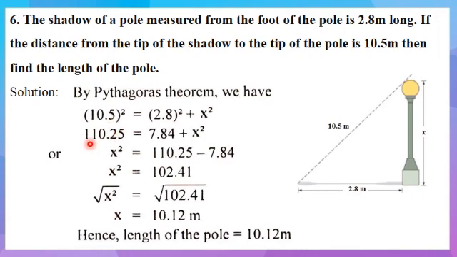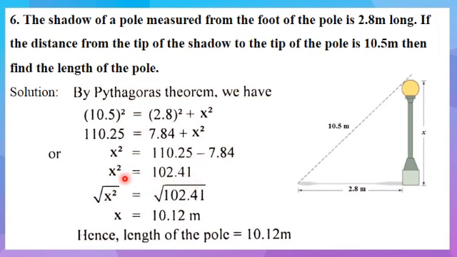10.5 square is equal to 110.25. 2.8 square is equal to 7.84 plus x square, because this is the unknown value I have to calculate. Now take this 7.84 to the other side of equality. It will be subtracted from 110.25. After the subtraction, I will have the final value, that is 102.41, which is equal to x square.